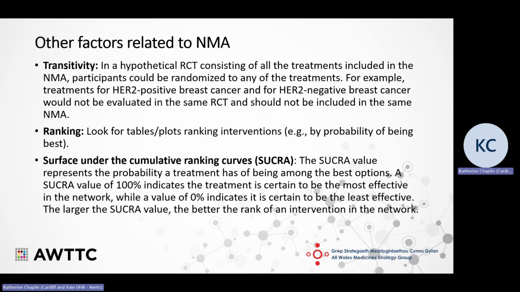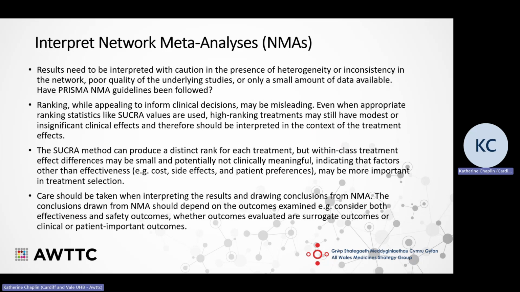In terms of interpretation, results need to be interpreted with caution for a number of reasons. The presence of heterogeneity, inconsistency in the network, poor underlying quality of studies, and only a small amount of data being available. Check whether PRISMA guidelines for network meta-analysis have been followed.